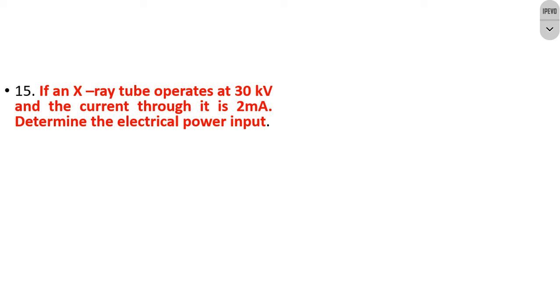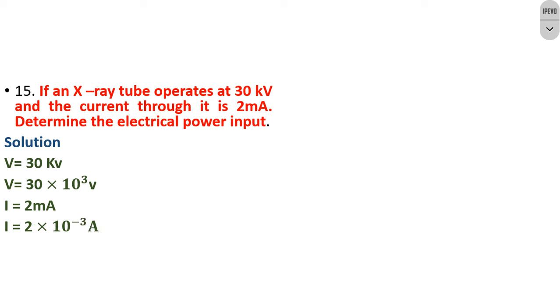Question 15 says, if an X-ray tube operates at 30 kilovolts and the current through it is 2 milliampere, determine the electric power input. The voltage is given in kilovolt. Of course, you know kilo means 1,000. So we write this in standard form. The kilo has been converted to 10 to the power 3 volts. Then this one is 2 milliampere. Milli is 10 to the power minus 3. We have converted it to standard form, as you can see.